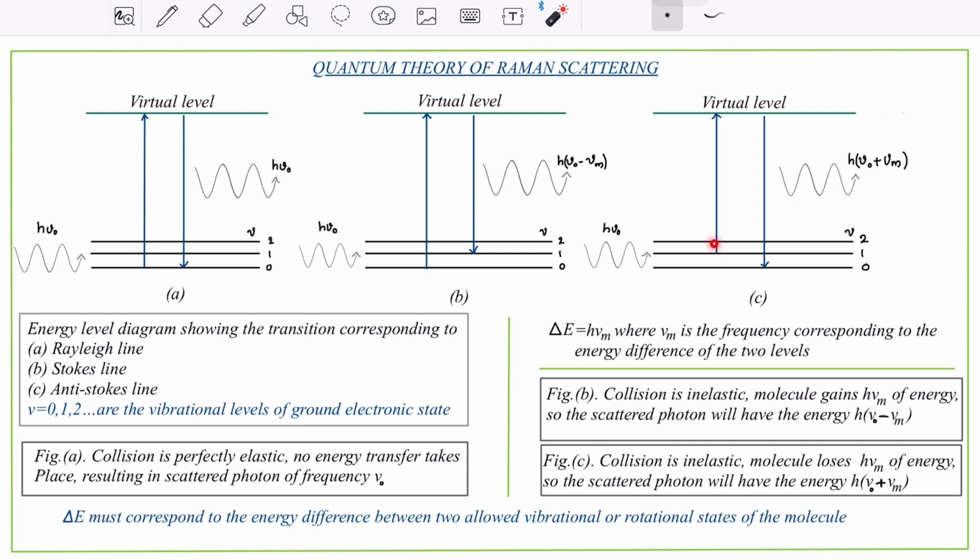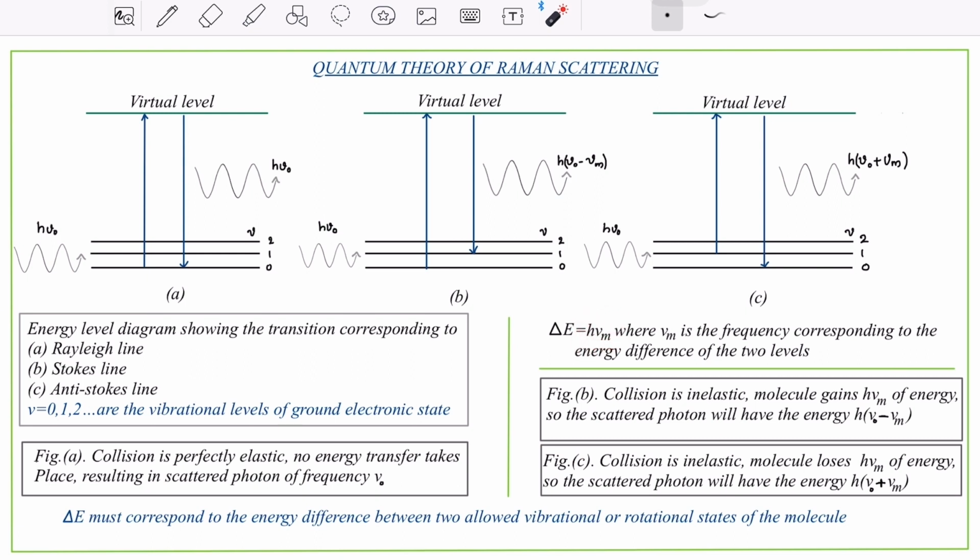Now in figure C, the molecule is already in the excited state, it interacts with the radiation and it undergoes a transition to the virtual level. Then it loses an amount of energy h nu m, which it already had.